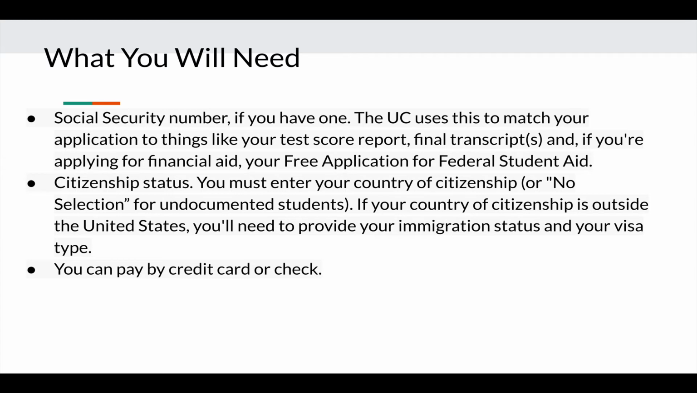Citizenship status. You must enter your country of citizenship or no selection for undocumented students. If your country of citizenship is outside of the United States, you'll need to provide your immigration status and your visa type. You can pay for the application by credit card or check.